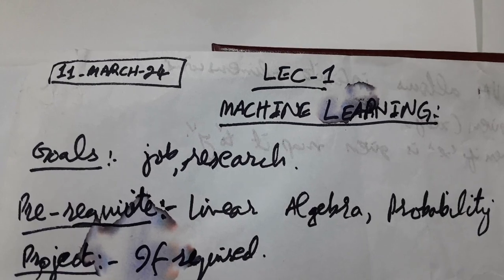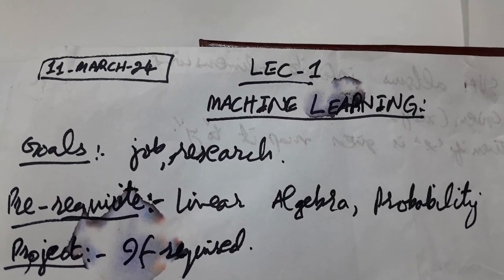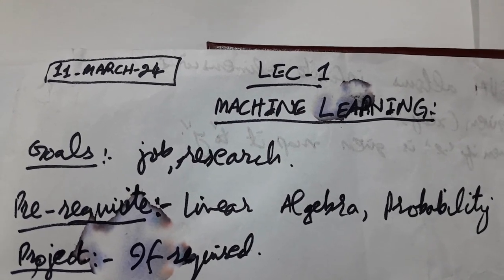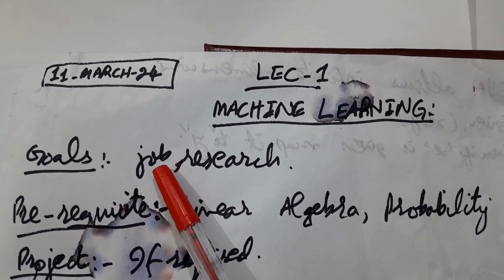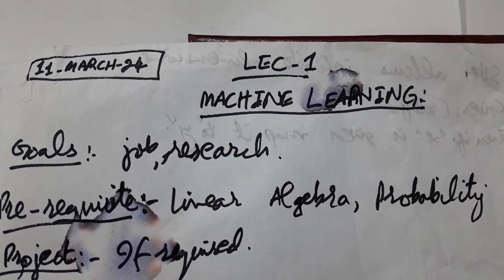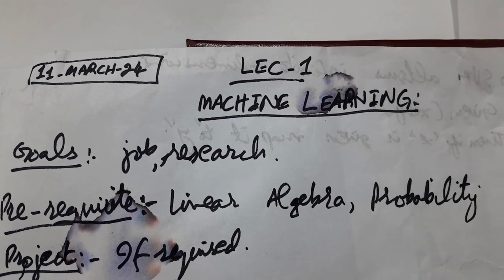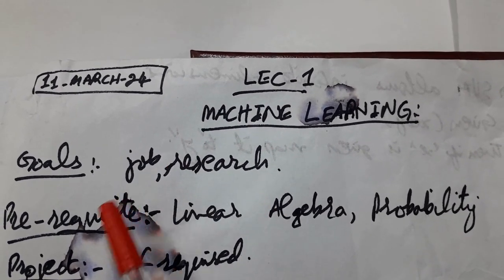Now I will start. These are some of the goals for which you are going to learn machine learning. The first goal might be that you want to get a job, or it is part of your research or course, or you have to pass it for the degree program. So there are different goals for different people.